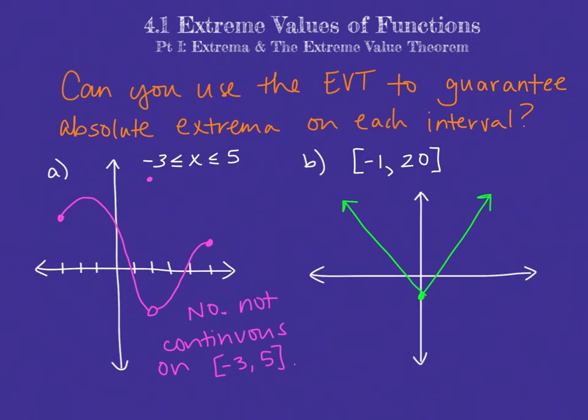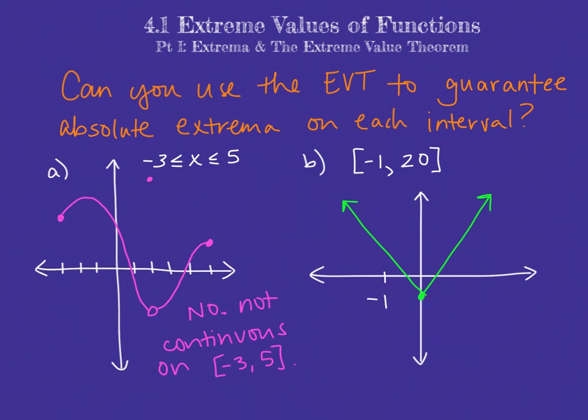We are continuous. We do not have to lift up our pencil or marker at all through this function. There's no holes, gaps, jumps, or vertical asymptotes. We are continuous. So yes, the extreme value theorem will guarantee absolute extrema on that interval. What would those extrema be? We could see that if we wanted to just sort of draw it in.